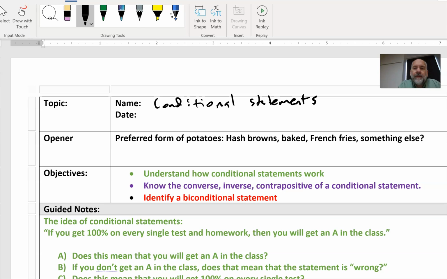Conditional statements 2.1. Okay. Conditional statements. Preferred form of hash browns. Definitely of potatoes. I gave away the answer. Definitely hash browns for me. Oh my gosh, I could tell you about these hash browns I had when I was in college. Oh my goodness, I had them a lot.